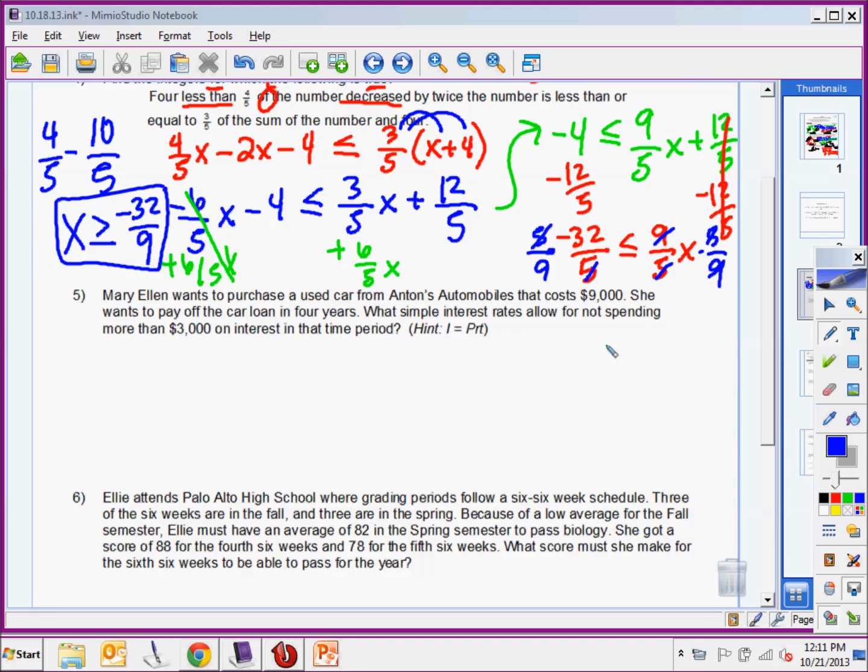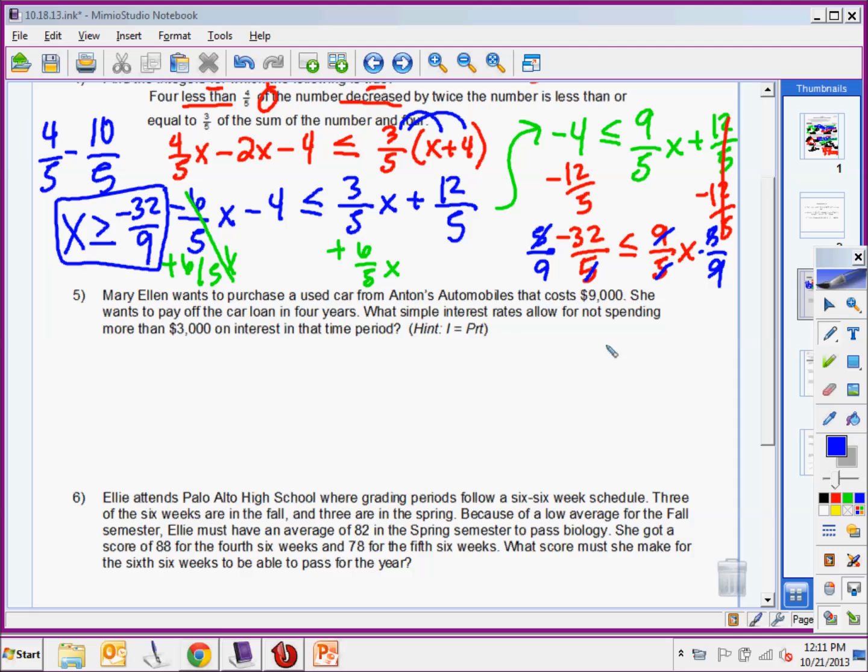All right, so now we have: Mary Ellen wants to purchase a used car from Antone's Automobiles that costs $9,000. She wants to pay off the car loan in 4 years. What simple interest rates allow for not spending more than $3,000 on interest in that time period?